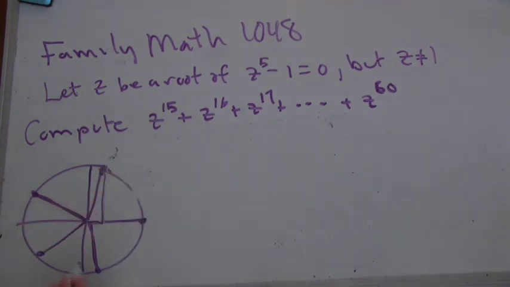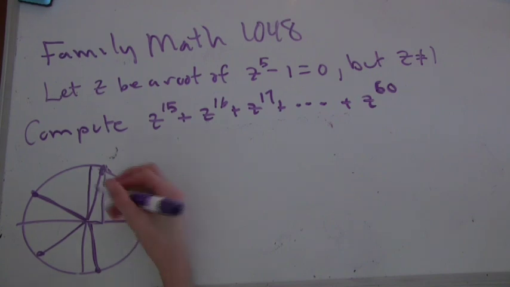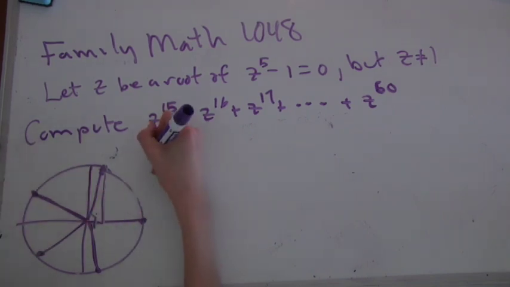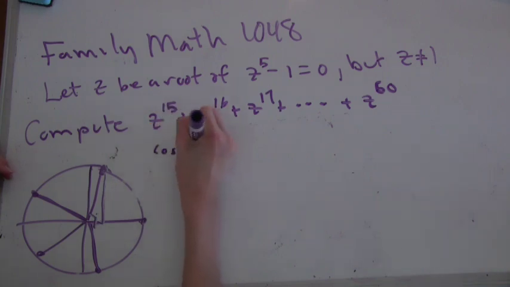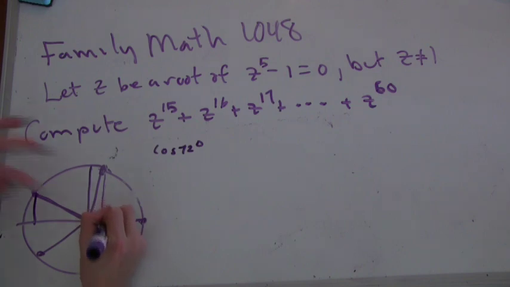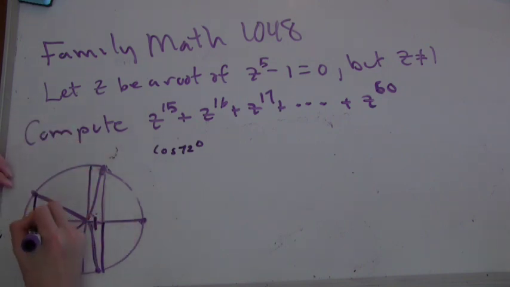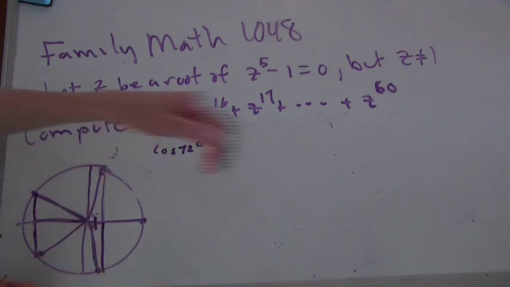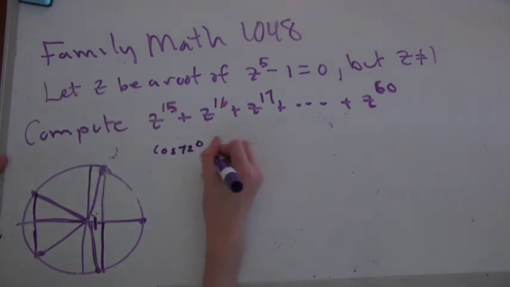in the real direction. So this angle here is 72 degrees. So the distance, call it this one distance here, is cosine of 72 degrees. Going this way, this is also the distance here. Since you're going backwards, you'd be subtracting.